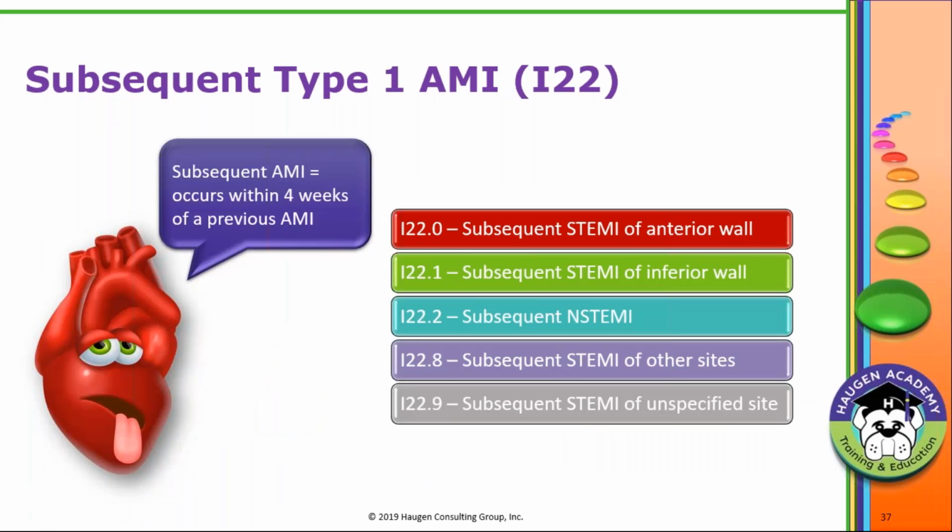So speaking of those subsequent MIs, and again, our heart looks really tired, and he's tired because he had an MI less than 4 weeks ago, and now he's got another one. So subsequent MI occurs within 4 weeks of a previous MI. Notice at the top of my slide this says type 1. There is no such thing as a type 2 or 3 or 4 or 5 MI in ICD-10. I-22 only classifies type 1 codes or type 1 MIs. And these are classified to the specific wall, except for NSTEMI, of course. But they don't get down to the vascular level like the primary ones do.